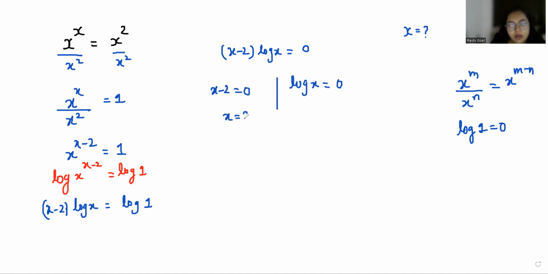So from this, the value of x is 2. From here, log x is equal to 0. We can replace 0 with log 1. The value of x is 1. So these are the two values of x, 1 and 2.